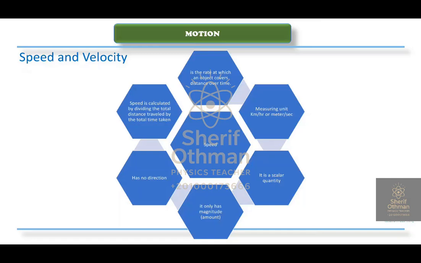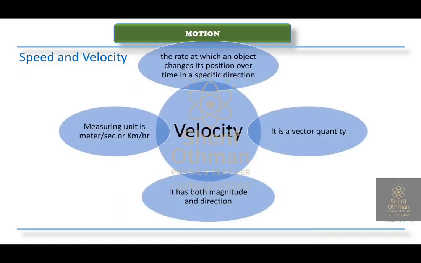Speed is the rate at which an object covers distance over time. It has a measuring unit of kilometer per hour or meter per second. It's a scalar physical quantity. It only has magnitude, has no direction. The speed is calculated by dividing the total distance traveled by the total time taken to move this distance. While velocity, we said that velocity depends on displacement.